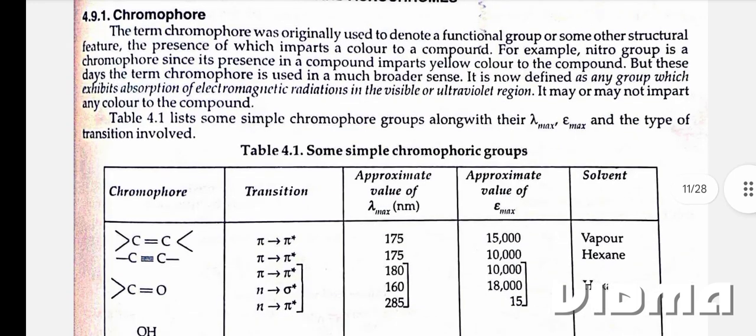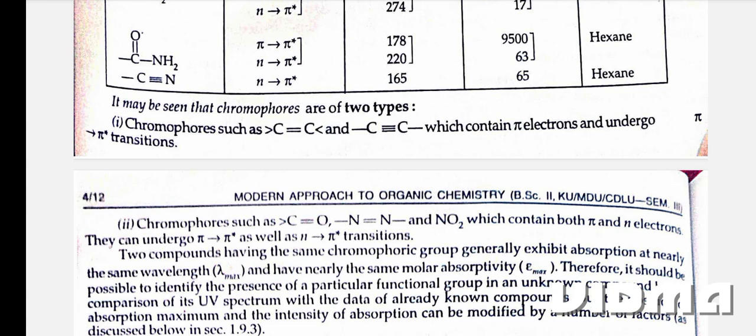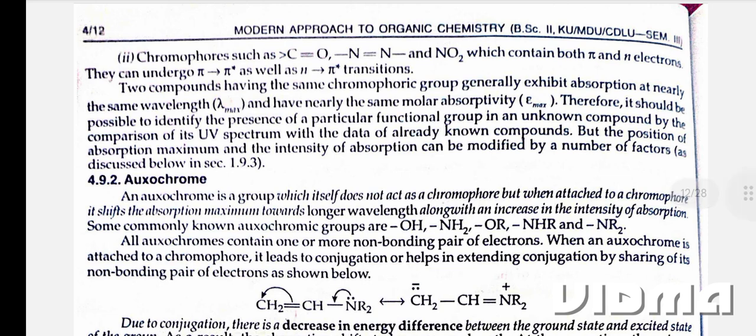Some simple chromophore groups are listed along with their lambda maximum, epsilon maximum, and the type of transition involved. Now, it may be seen that chromophores are of two types. Chromophores such as C=C double bond and C≡C triple bond contain pi electrons and undergo pi to pi star transitions. Chromophores such as C=O, N=N, and NO2 contain both pi and n electrons, so they can undergo pi to pi star as well as n to pi star transitions.